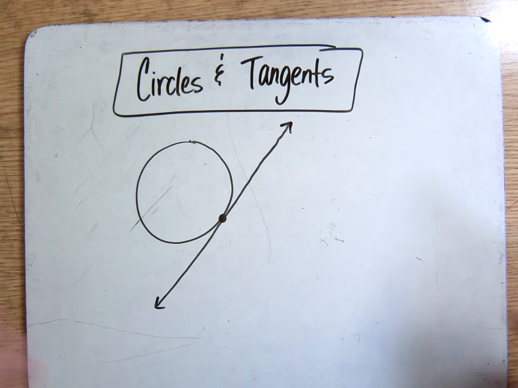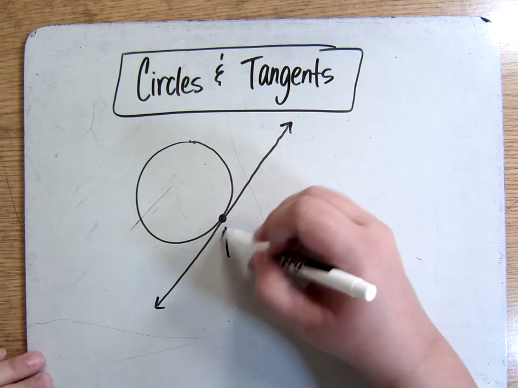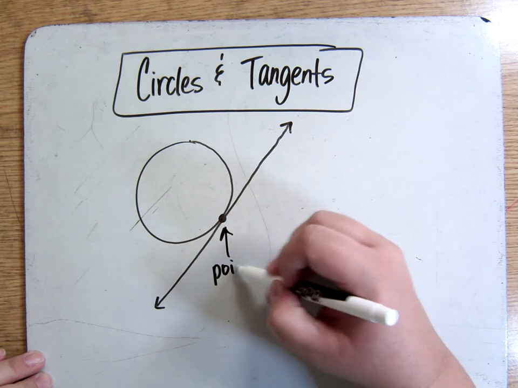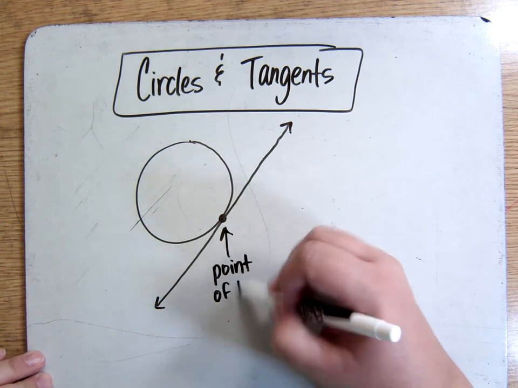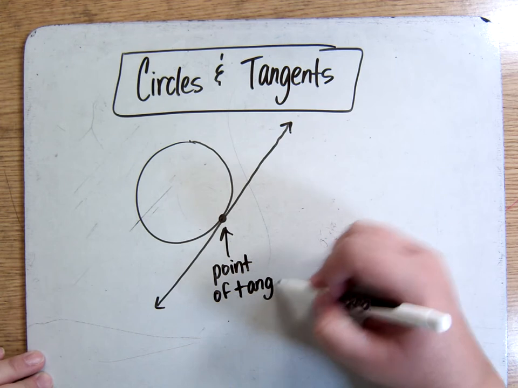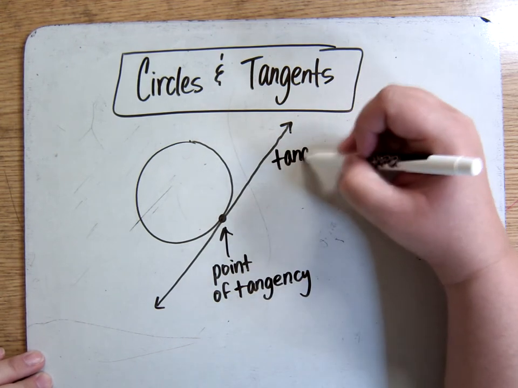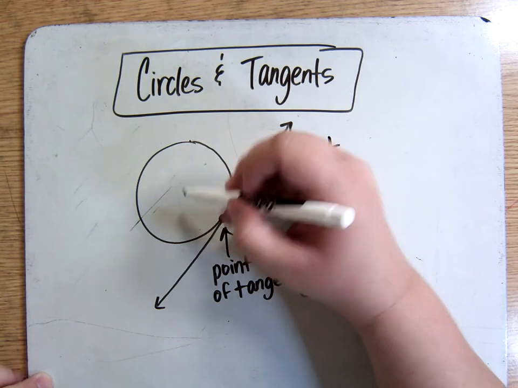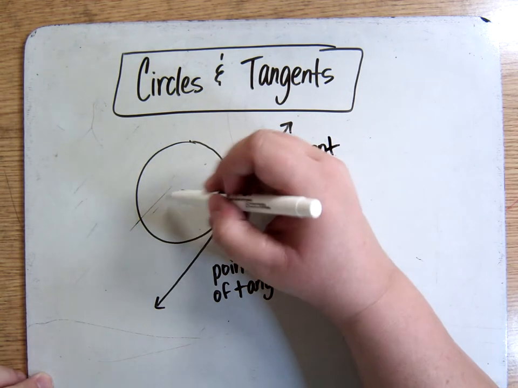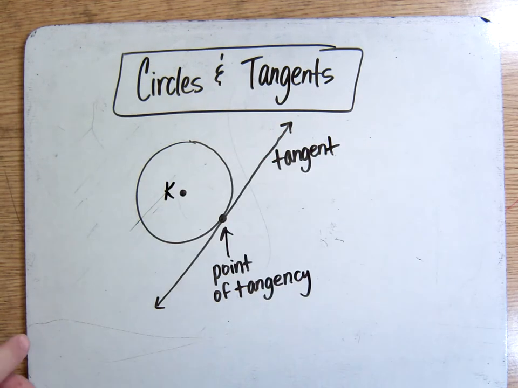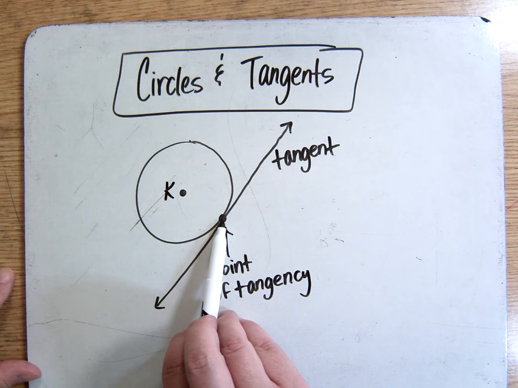Anyway, that's a tangent. This is called the point of tangency, because that's the point at which it's tangent. So this line is a tangent line to my circle, and I'm going to call my circle circle K. So circle K has a center, and we have a point of tangency. The point of tangency is on the circle.